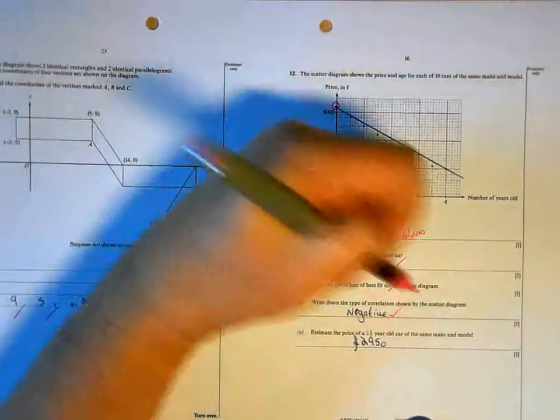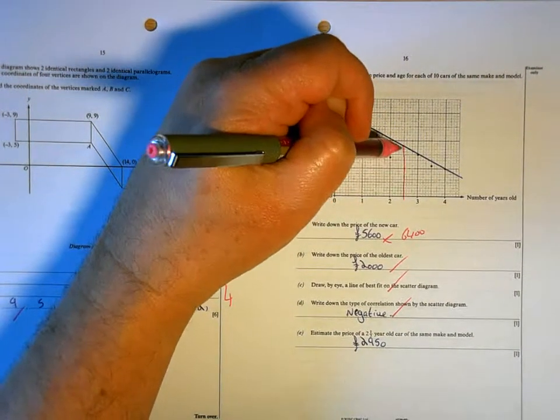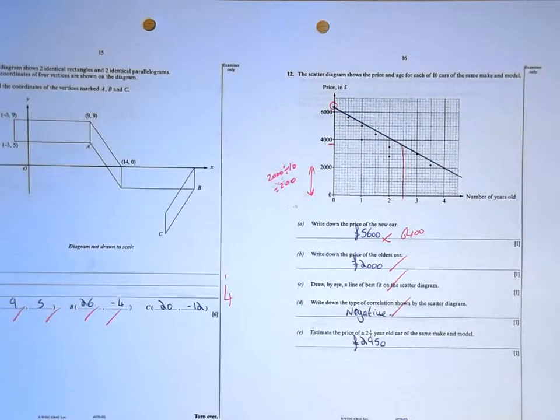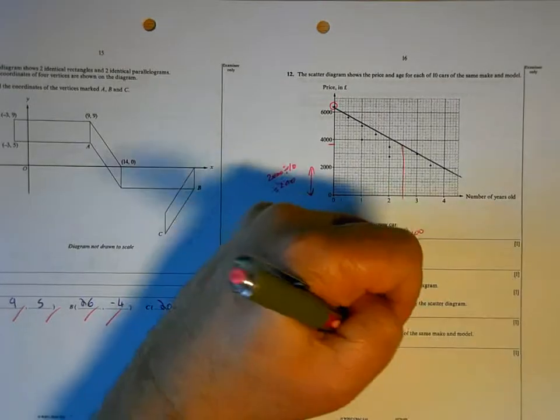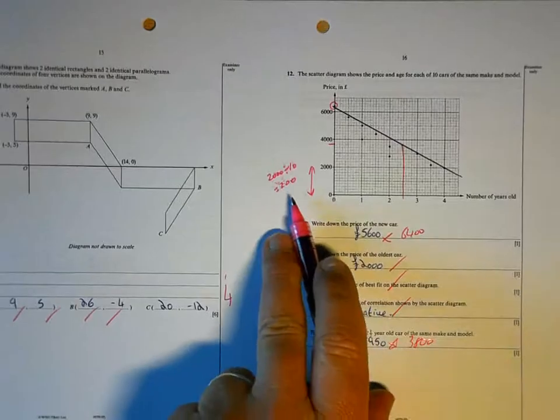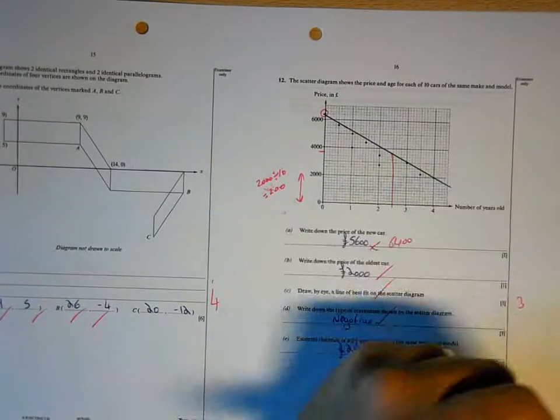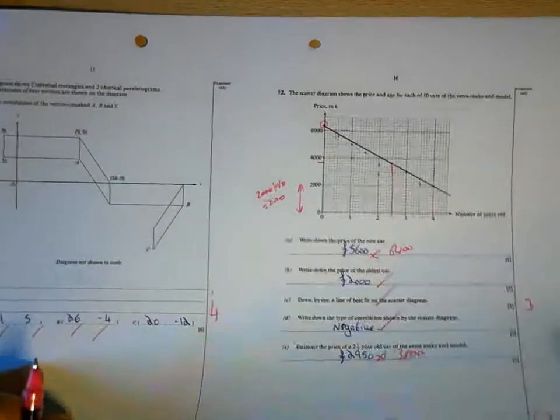Your line of best fit is good and it's negative. 2.5 years old on yours is there, which is going to be about £3,800. Again, it's because you've misread the number, the size, the value of each square. 3, 7 for the page.